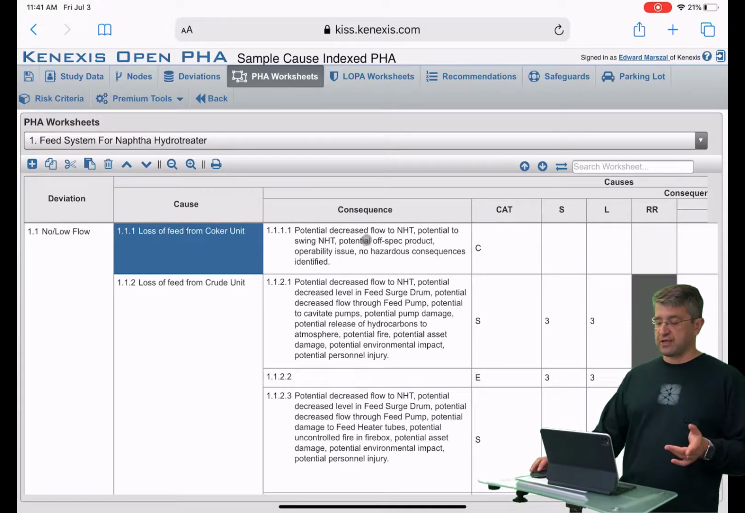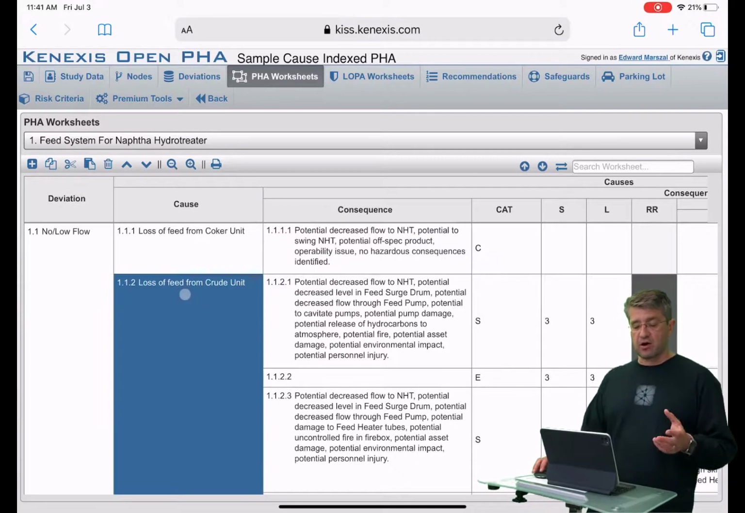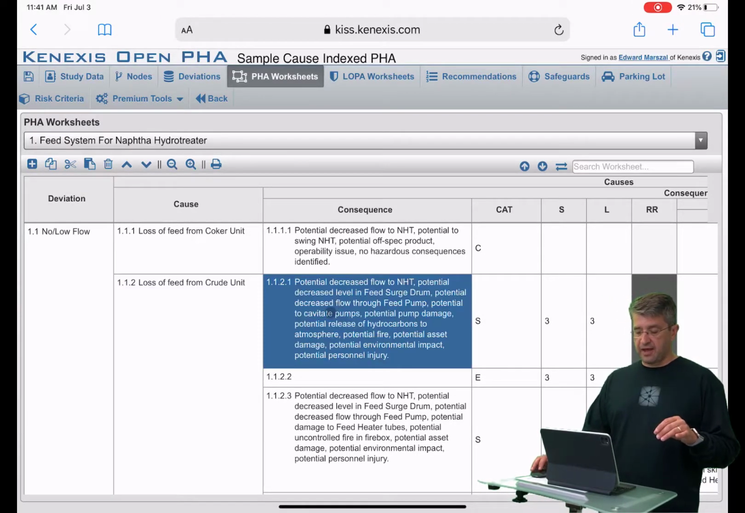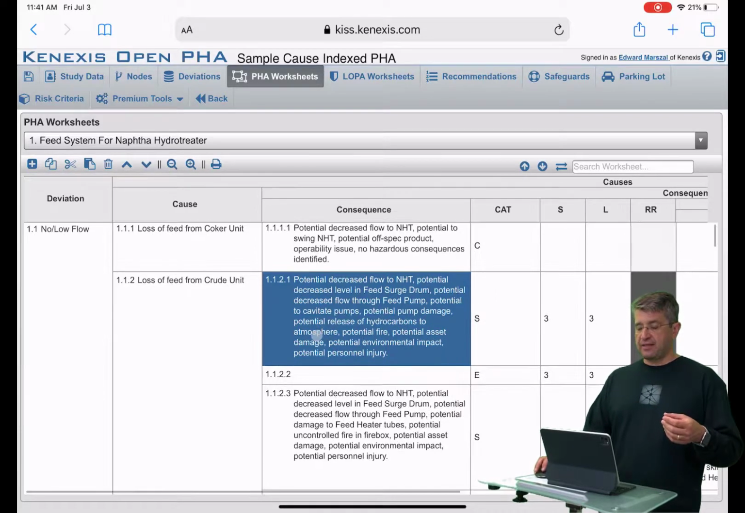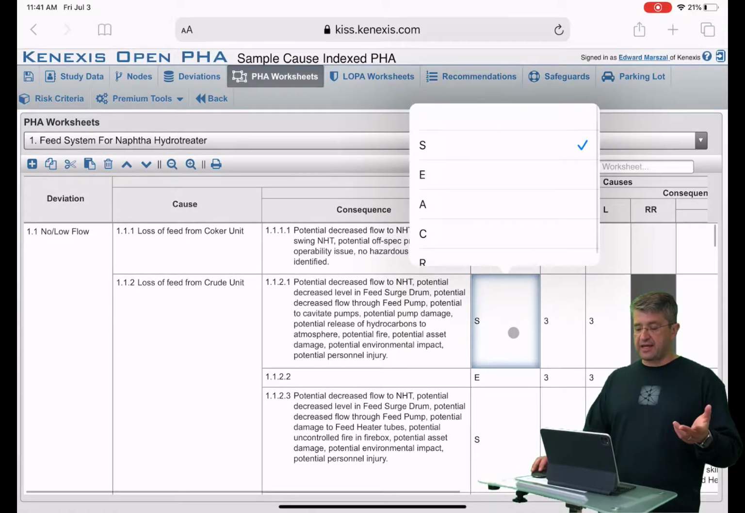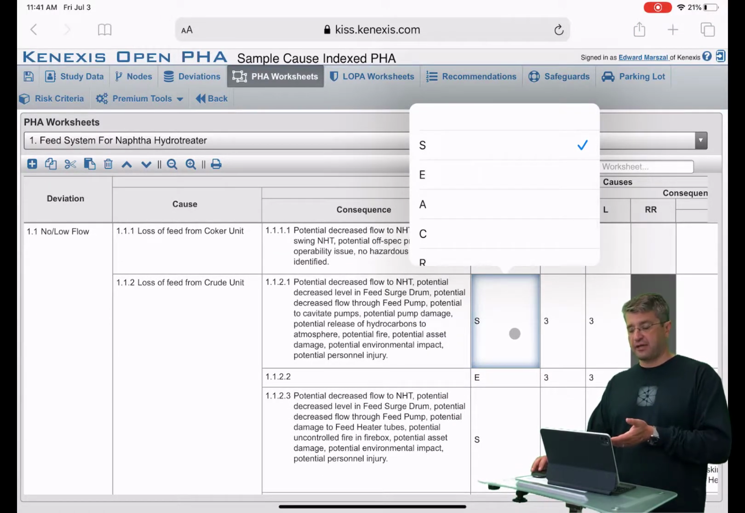So the first cause only has one consequence, but the second cause of loss of feed from the crude unit is going to have a consequence related to damaging the pumps. So you lose feed and the pumps get damaged. And then for that consequence, it's going to get its full range of attributes discussed.